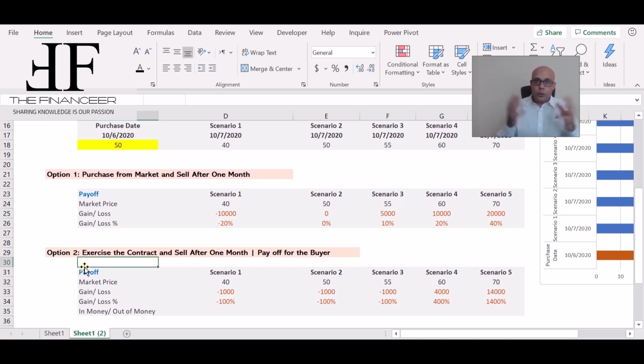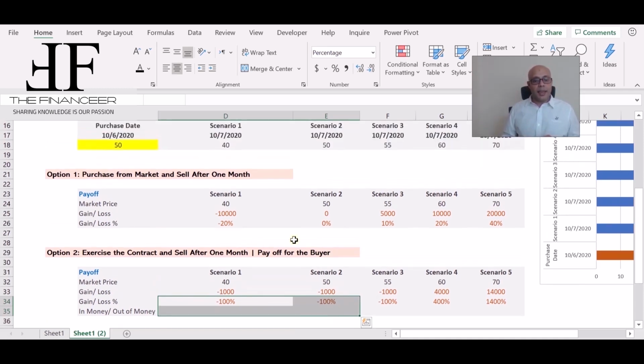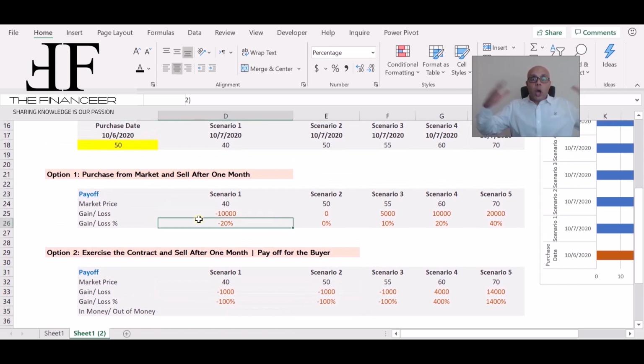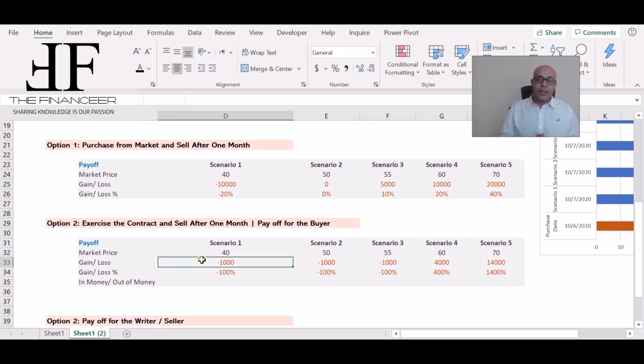And number 2 is limiting the loss, because the maximum loss is limited only to the investment that I paid to purchase this option contract. But in the case of purchasing from the market, your loss is open. You might lose, for example, $10,000 if the price is 40. But in the same scenario here, you only lost 1,000. So loss is limited, risk is mitigated. Also, if you don't have much investment to start trading in the market, you can start trading with a minimal investment if you purchase the option contract.